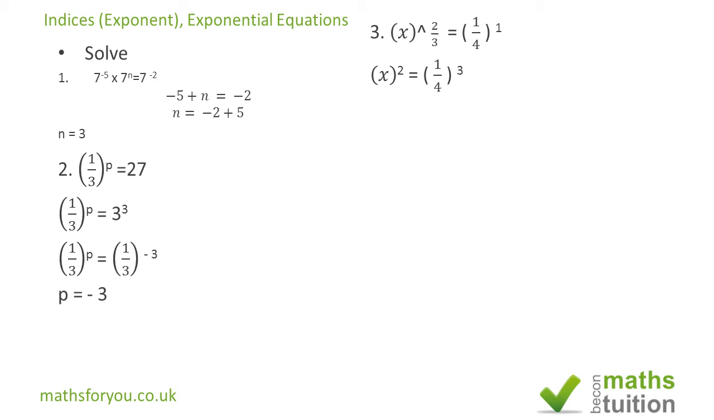Now 1 over 4 cubed is the same as 1 over 64, because 4 times 4 times 4 is 64. So x squared is equal to 1 over 64. If we then take the square root of both sides, we have that the square root of x squared is x, and the square root of 1 over 64 is 1 over 8, because the square root of 64 is 8. So x is in effect 1 over 8.